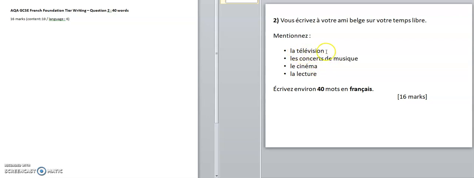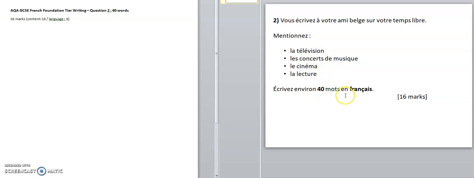And usually the bullet points are quite short, and hopefully they use quite a lot of cognates very often, so that you're not penalized for not knowing a word. But straight away, as we look at that, not everybody might recognize what la lecture means, and that might make us think that we can't write about it. But when we get to that, I'll show you how we can get around that problem using opinions.